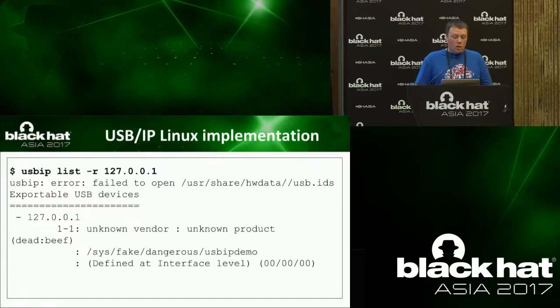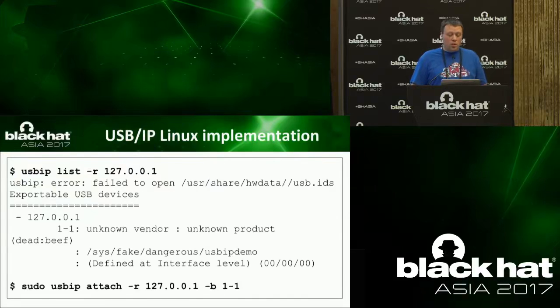What is useful here, you see this 1-1, it's the bus ID and device ID of the device, so you need it later. If you want to import this particular device, you execute the client utility again. You just send the attach command. Again, you send the IP address of the server, and you specify which particular device you want to import.